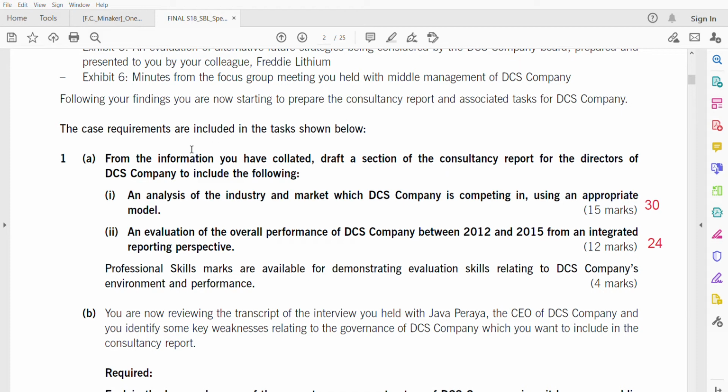So from the information you have collected, draft a section of the consultancy report. Let me highlight this. For the directors of the DCS company to include the following. It told you what you have to include in that report, and for whom you are making this report: for the directors of DCS company. It's a section of the consultancy report. So the first thing that has to come to your mind is the format is a report. So you should be very familiar with how to write a report.